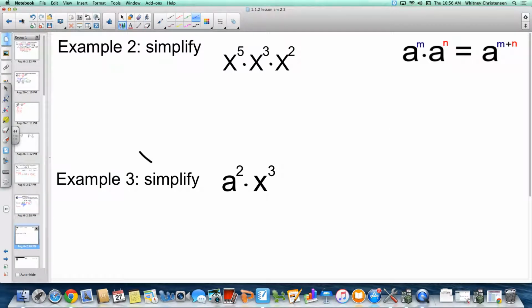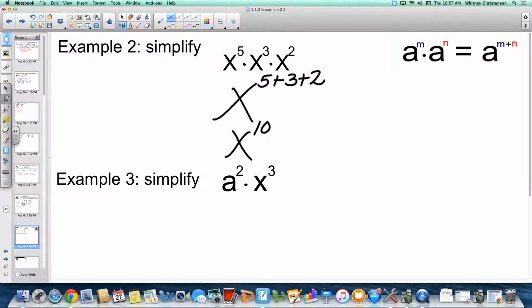x to the 5th times x to the 3rd times x squared. Are we multiplying the same exact base? Yes. Okay, so what do we do with the exponents? You add them. So we're taking this, we want to scrunch it into one, and we can do that by adding the exponents. So 5 plus 3 plus 2. That's going to simplify to be x to the 10th. Any questions at all?